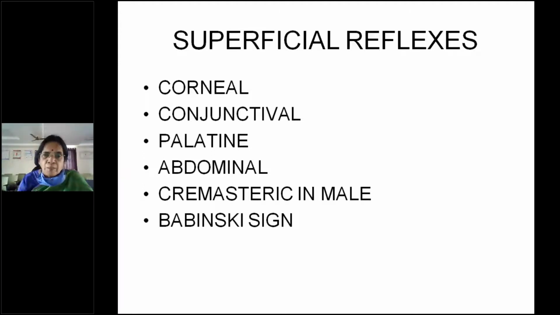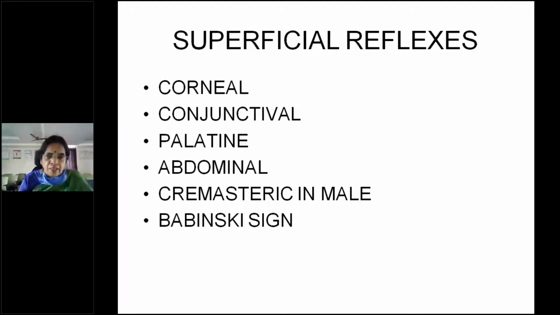And another thing, the abdominal reflex may be lost when the patient has a lax abdominal wall, as in a multipara in a female, or in a male where there is chronic distension of the abdomen. So this superficial reflex may be lost. Usually a one-sided loss of the abdominal reflex means you have to think of an upper motor neuron type of lesion. And the cremastic reflex in the male: you have to scratch on the medial aspect of the thigh and you can see the contraction of the dartos muscle.